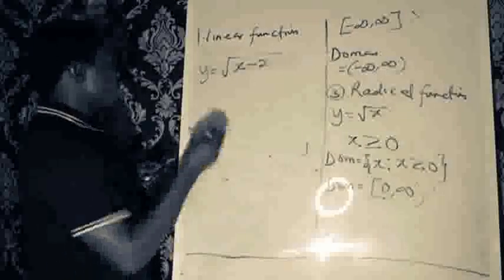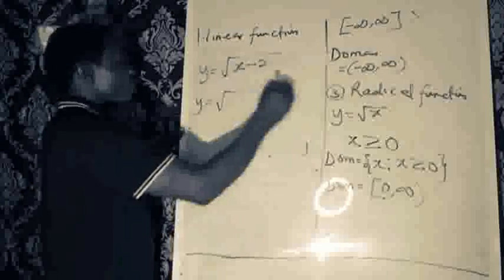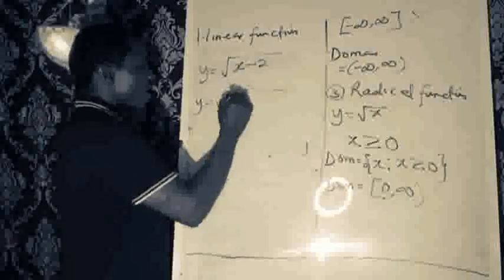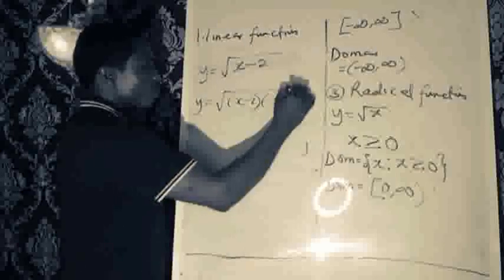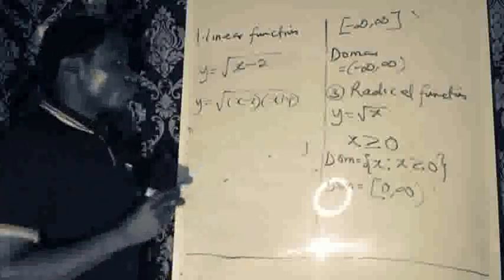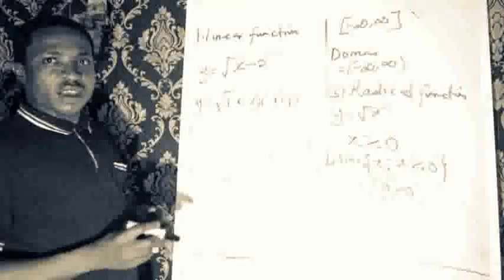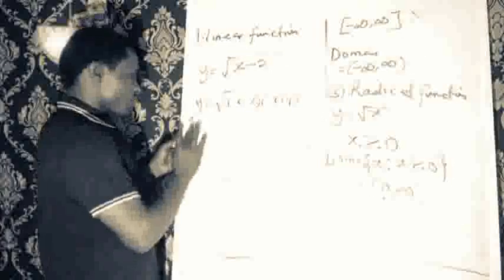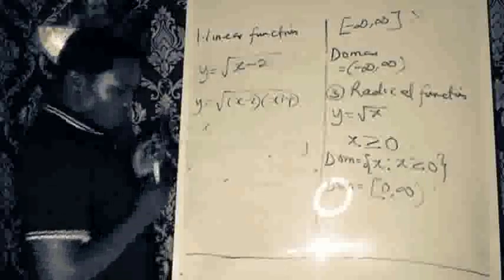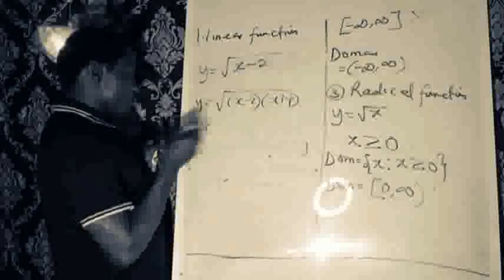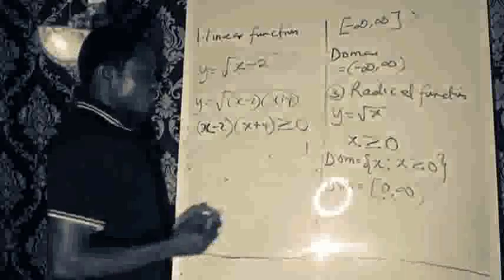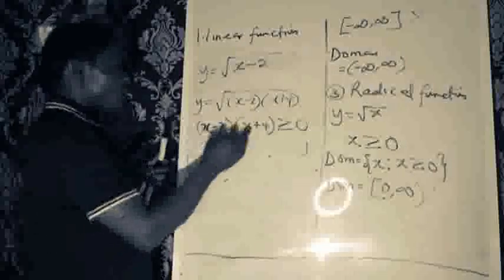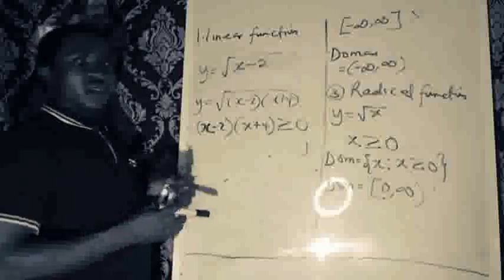Now we have another one that says y equals, in this case, x minus 2 into x plus 4. x minus 2 into x plus 4. Let's see how we can go about this. Now let this be x minus 2 into x plus 4 greater than or equal to 0. This time it is greater than or equal to 0. Two things are involved here.